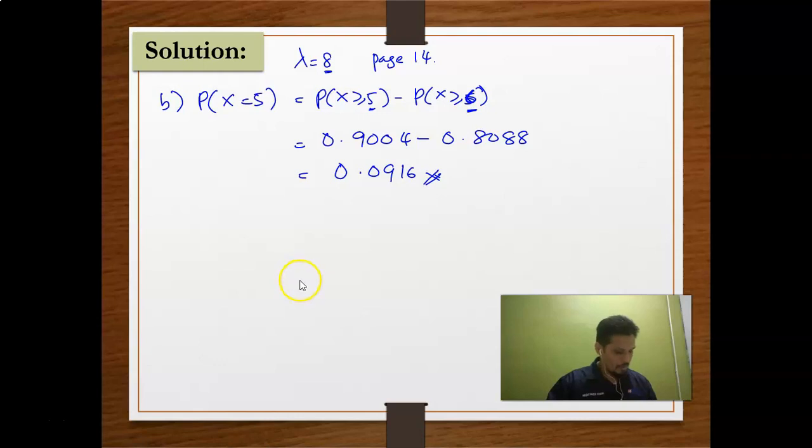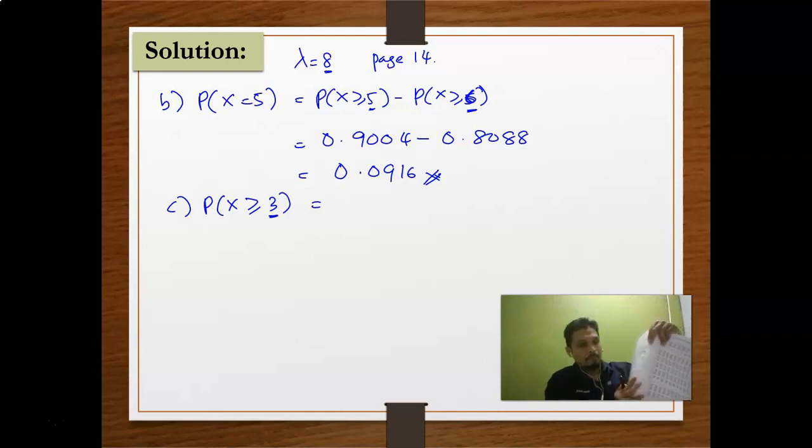And for question C, at least 3 calls are made. At least 3 calls, it is the probability of x. The least number of calls here is 3, so it can be 4 or 5 or more. Then again lambda equal to 8 and r equal to 3, and it gives you 0.9862.